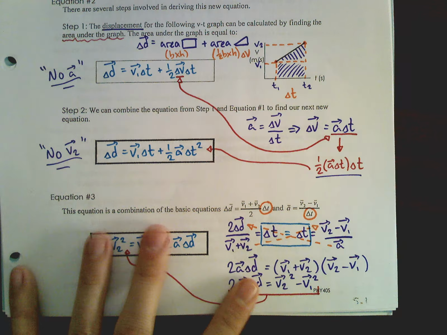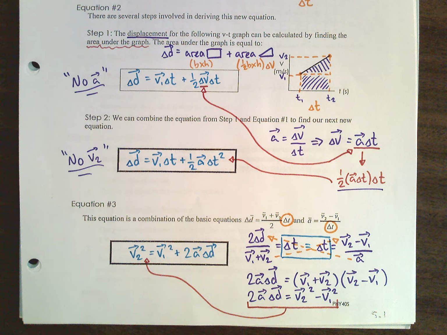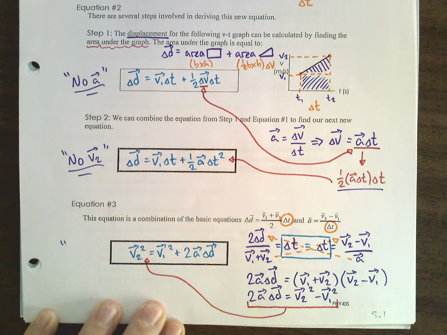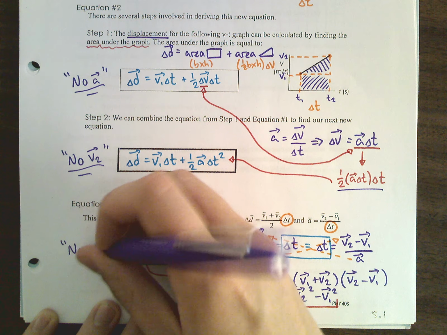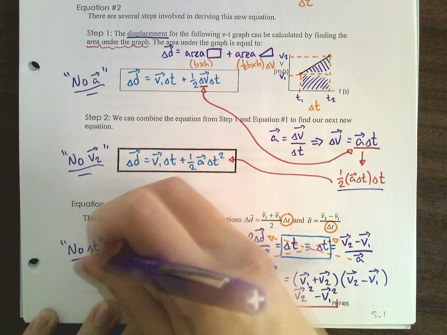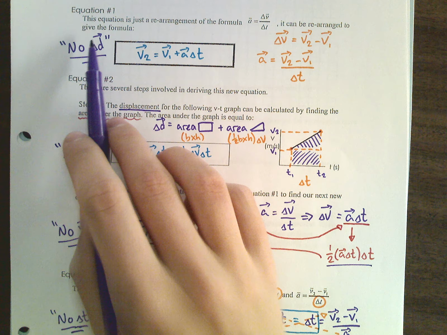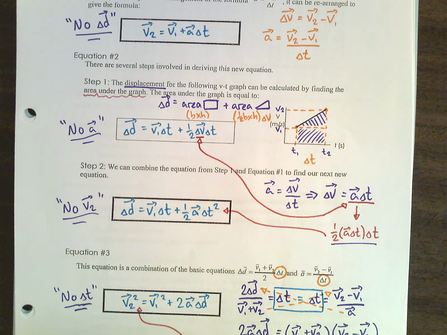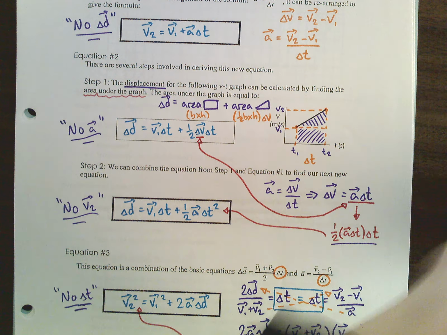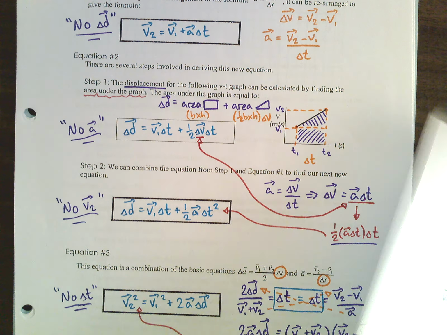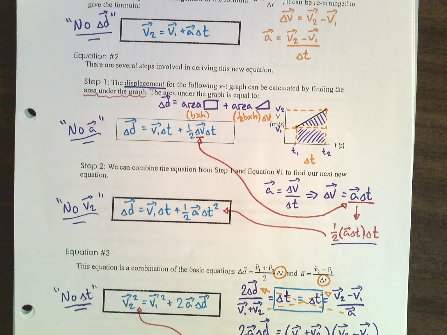It's a derivation. Do math, continue on with math, pre-calc, calculus, and university level, et cetera, you will get very used to doing derivations. So in this scenario, we have no time. There's no time. So far we've seen a formula where we have no displacement, a formula where we have no acceleration, a formula where we have no final velocity, and a formula where we have no change in time. And that's it. That's all that we need to know.